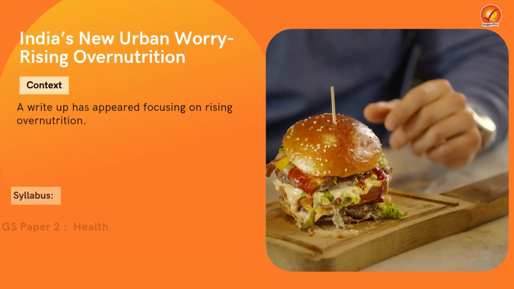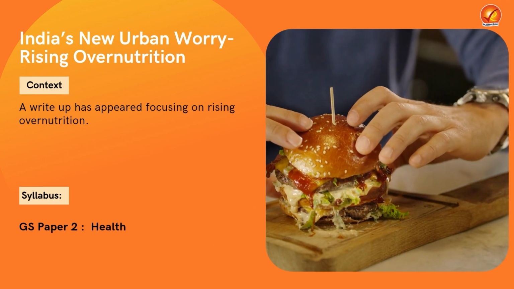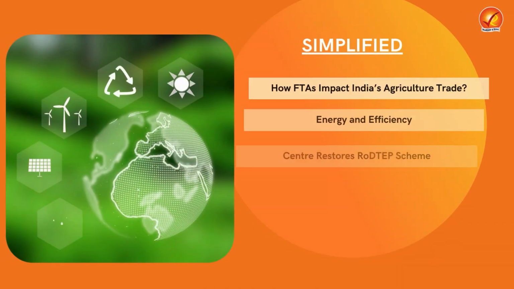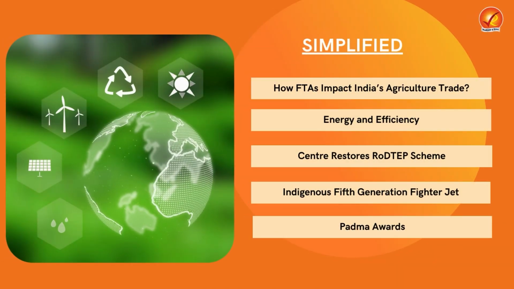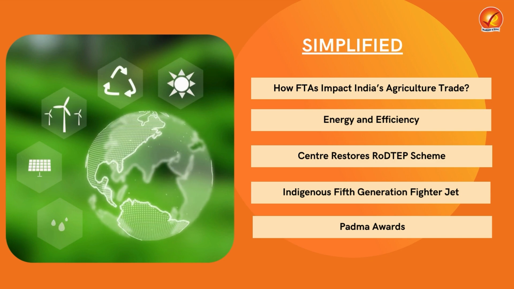After that, in our second topic, we will look into the status of overnutrition in India and associated concerns like rising cases of non-communicable diseases. Then in our simplified section, we'll take up 5 articles and try to explain them in the simplest language possible to enrich your understanding of the newspapers.